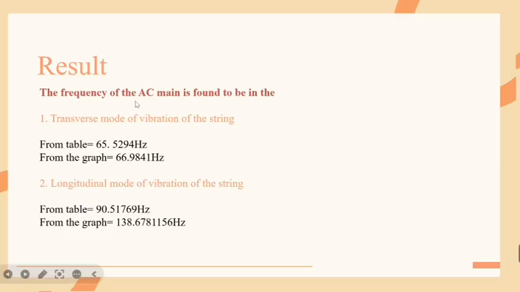The result of the experiment: the frequency of the AC mains is found to be, in the transverse mode of vibration of the string, from the table 65.5294 Hz, and from the graph we got 66.9841 Hz. For the longitudinal mode of vibration of the string, from the tabular column we got 90.5176 Hz, and from the graph we got 138.67811156 Hz.